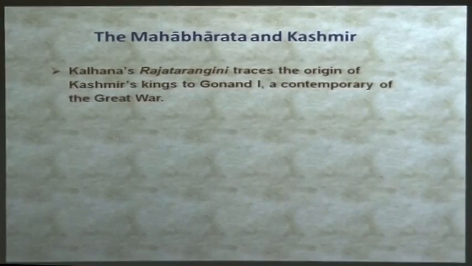Kashmir, finally, where the Rajatarangini of Kalhana traces the origin. This is the famous historical chronicle of Kashmir, one of the rare, largely historical texts and chronicles we have in India, where really existing historical kings have been listed and what they did, etc. There could be a little bit of embellishment, but the origin of them is traced to the Mahabharata.